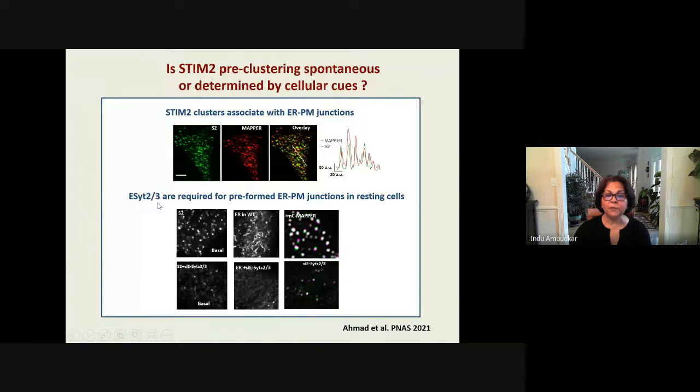The endogenous junctions, preformed ER-PM junctions, have been reported to require E-Syt2 and 3, whereas the junctions that are formed after stimulation are calcium dependent, and they have been suggested to require E-Syt1. We didn't look at the E-Syt1 junctions. We were more interested in these preformed junctions. So when we knock out E-Syt2 and 3 in these cells, we actually see a loss of this basal STIM2 clustering. And when we looked at the ER and the MAPPER in these conditions, this was not much of a surprise, because it looks like the ER plasma membrane scaffolding also requires E-Syt2 and 3, as do the junctions, as seen here with the loss of the MAPPER decoration at the TIRF plane.